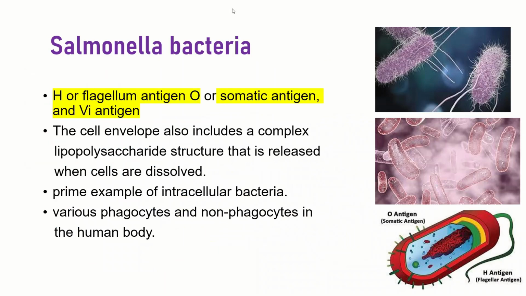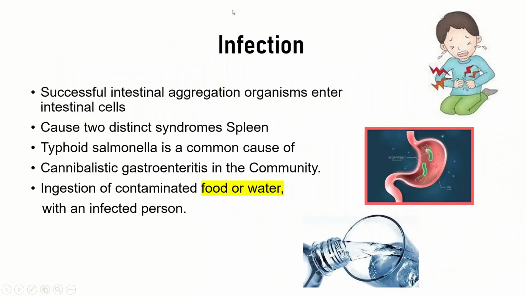Salmonella is a prime example of intracellular bacteria. Therefore, it can be found in various phagocytes and non-phagocytes in the human body. Successful intestinal colonizing organisms enter intestinal cells, M cells, and dendritic cells in the intestinal epithelium. Species and serotypes in Salmonella cause two distinct syndromes.